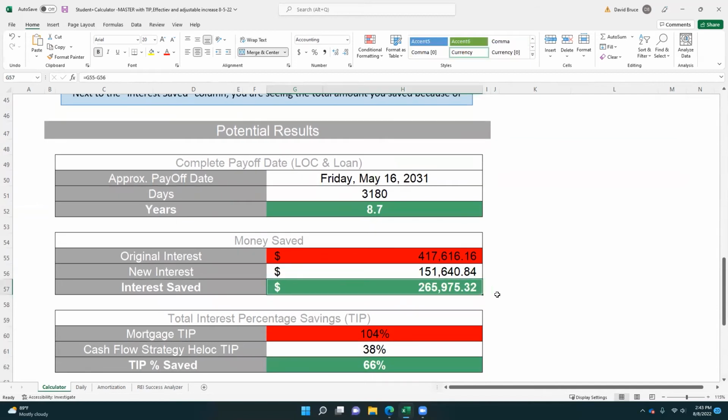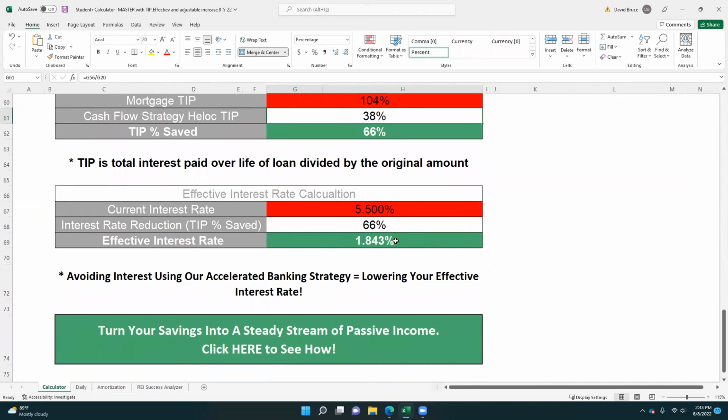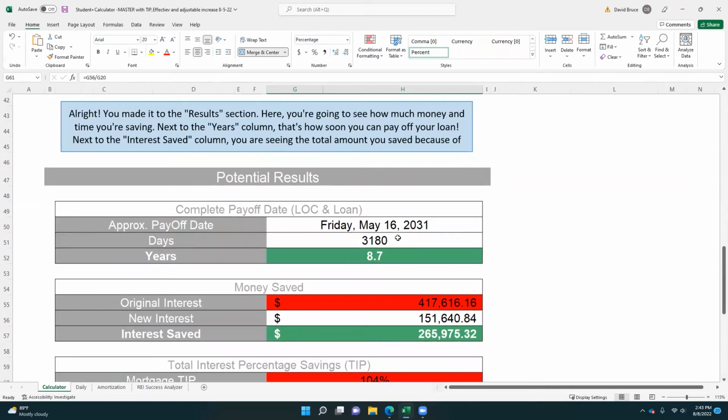You're still saving $265,975. You still reduced your TIP all the way from 104% down to 38%, and you have an effective interest rate of 1.843%. So even if the rate increases 1% per year, now, remember, we said this is over 8 years. So that means it started at 5.5, and then it went to 6.5, 7.5, 8.5, 9.5, 10.5, 11.5, 12.5, 13.5. That makes the assumption that it would go all the way to 13.5% during the life of that HELOC, and you would still pay off that fast.